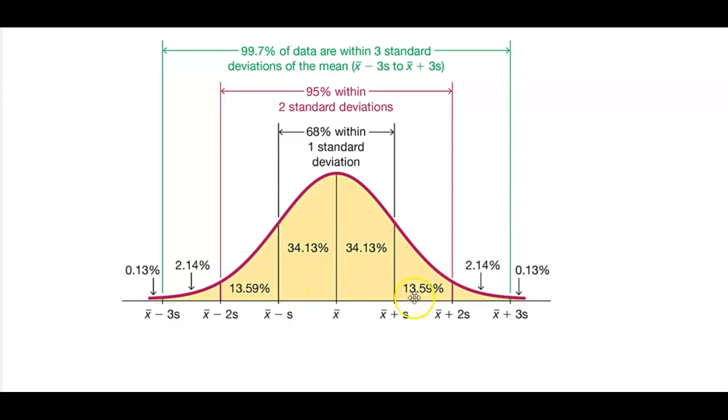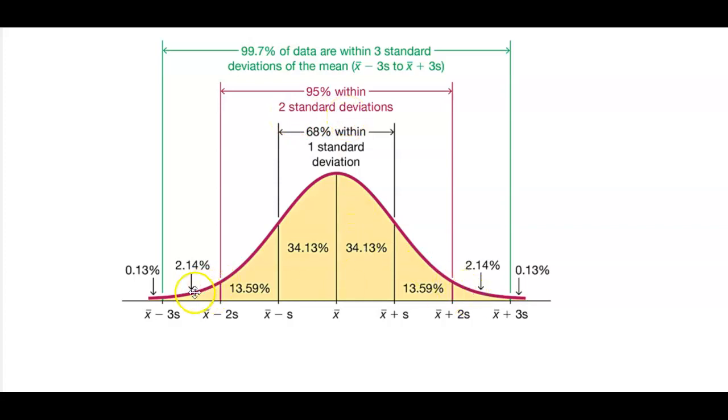Now if we go a little further, if you want to go 2 standard deviations above the mean, then we're going to take 34.13 and then add 13.59%. And then here, 34.13 and add 13.59%. When you add all 4 of those together, that gives us 95%, and that means that's within 2 standard deviations of the mean.